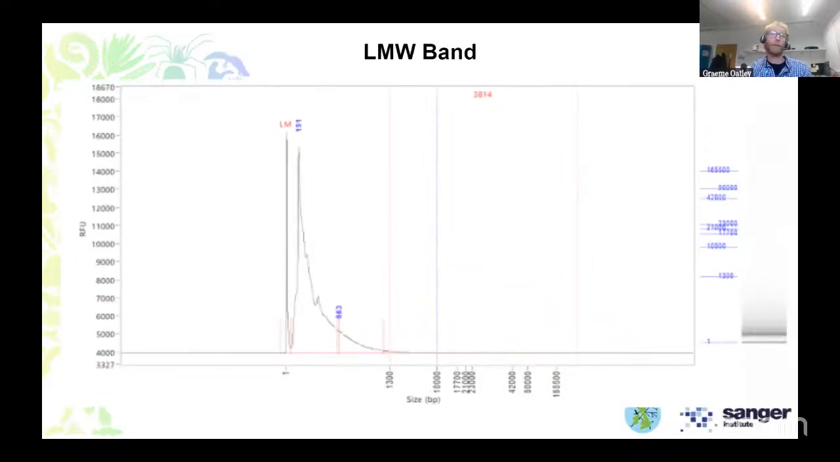And then something which we definitely wouldn't be able to work with at all is something that just has a low molecular weight band. All your DNA is very fragmented, very low molecular weight, and not usable for any long read sequencing.